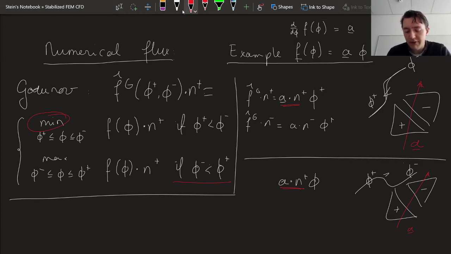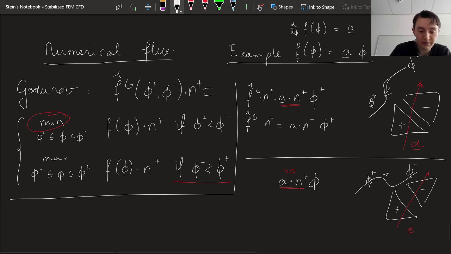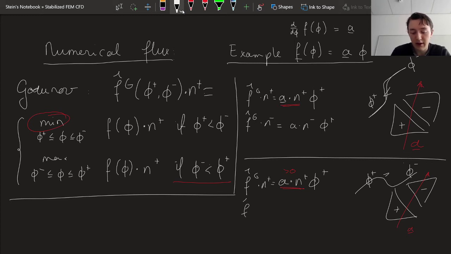So then we have a dot n plus times phi, but now such that we have the maximum expression of this. A dot n is positive. So the maximum expression is obtained for the maximum phi. Well, that's what we knew to be equal to phi plus. So again, f g dot n plus is going to be equal to that. And f g dot n minus is going to be equal to a dot n minus times phi plus.